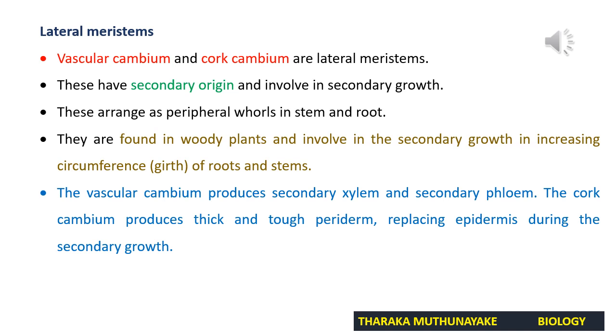Then we are moving to the second type of meristems, that is lateral meristems. There are two types of lateral meristems. The first one is vascular cambium. The second is cork cambium. These have secondary origin and are involved in secondary growth of the plant. So what is this secondary origin? As the name implies, they originate later in the lifespan, secondarily. So what is secondary growth then? That means the growth that occurs in plants secondarily, or later in the lifespan.